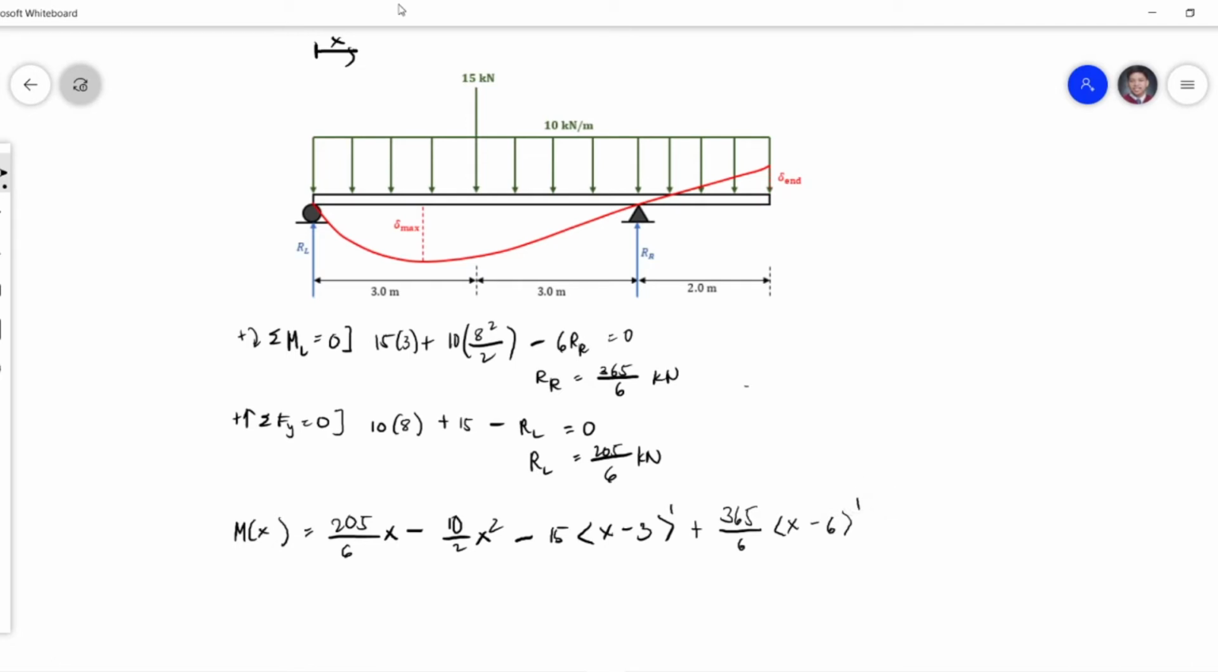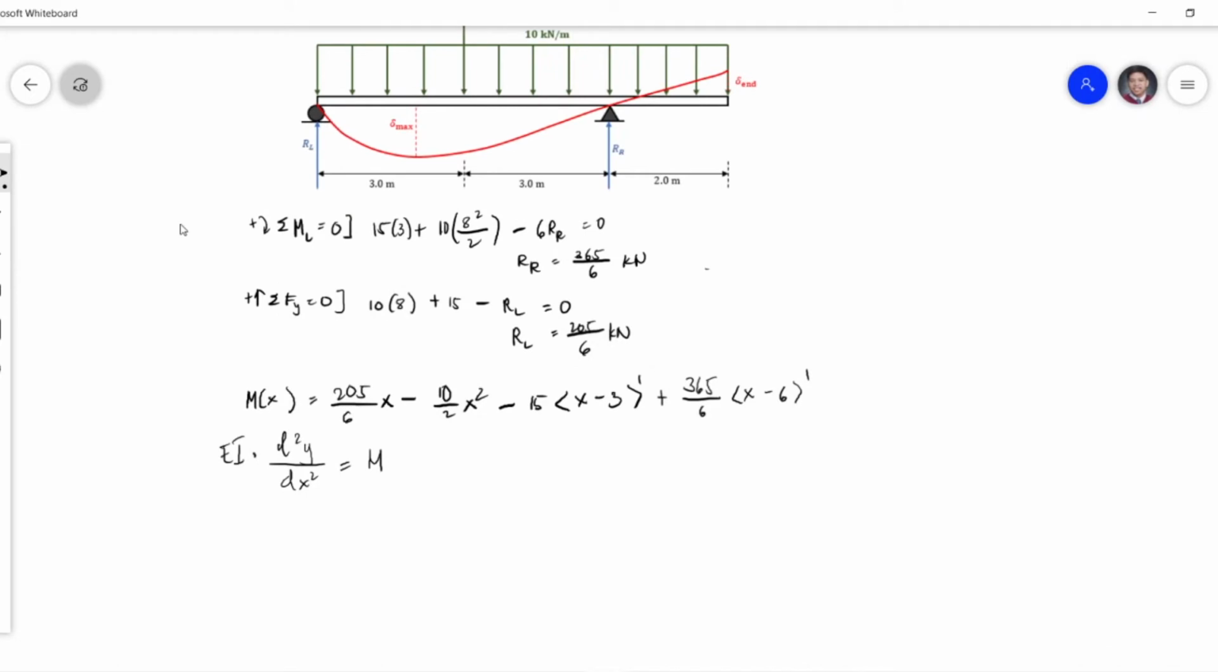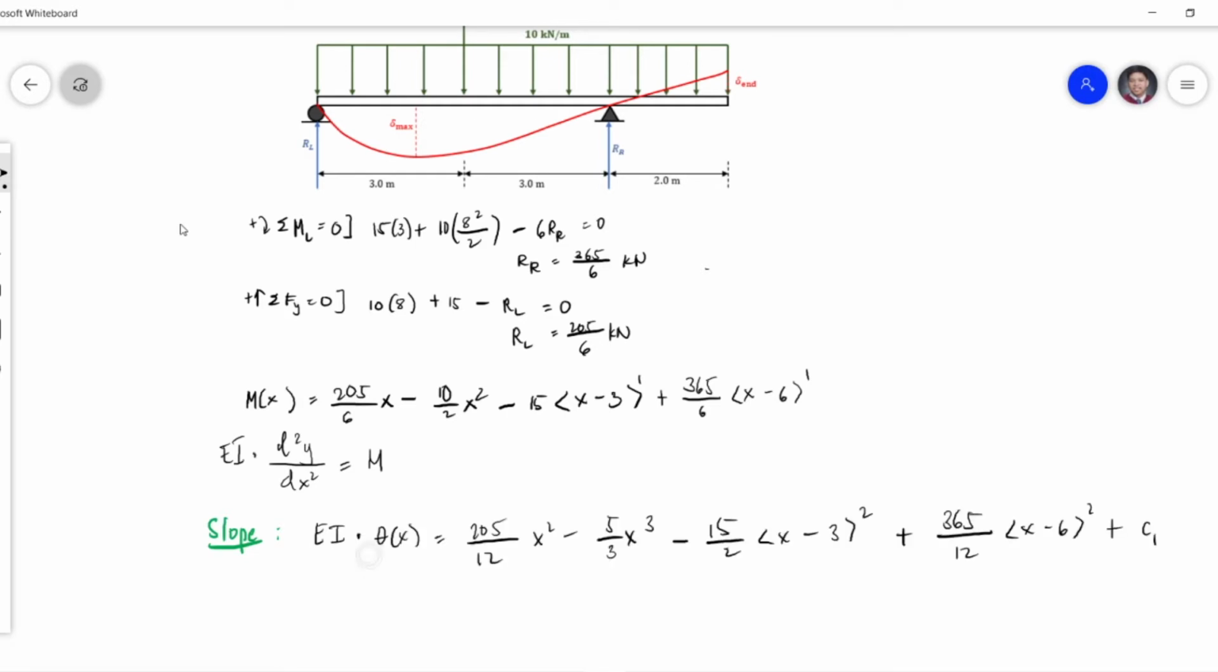Now, isusulat lang natin yung ating differential equation. No? You have EI times d squared y over dx squared equals moment natin. No? So, i-apply na natin yung double integration method natin. So, for the slope natin would be EI times theta x equals, okay, so nakuha na natin yung expression natin for theta. Again, meron tayong C1 dito na integration constant.